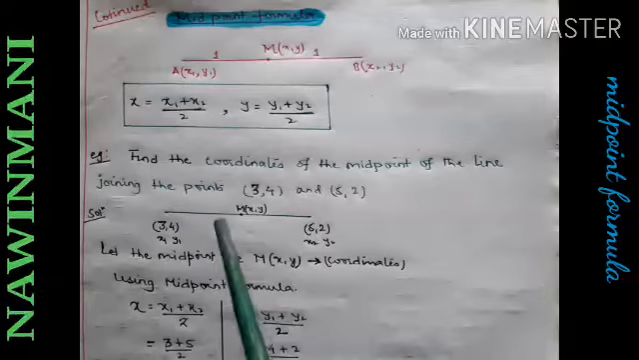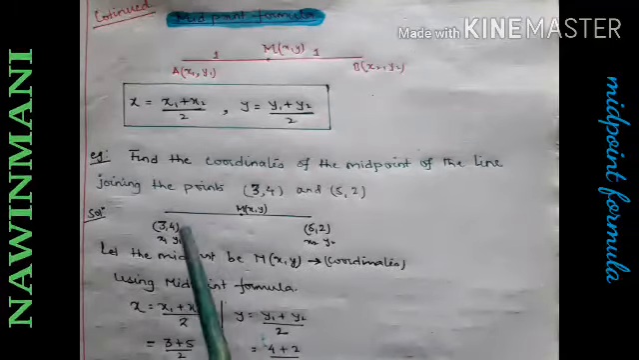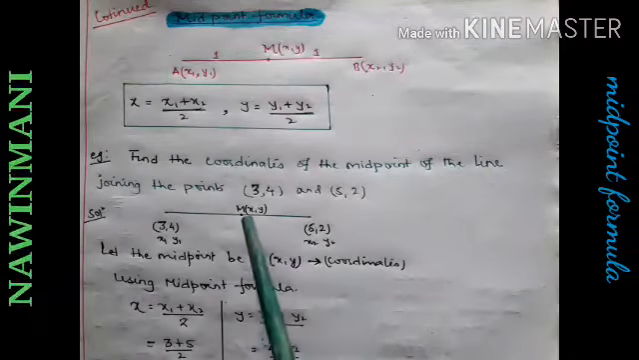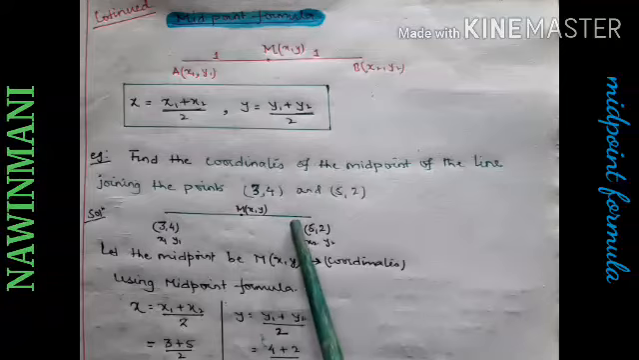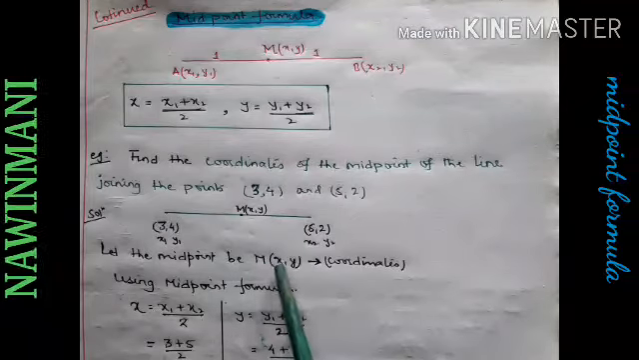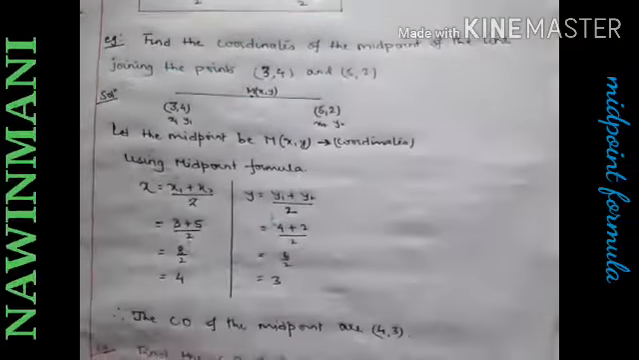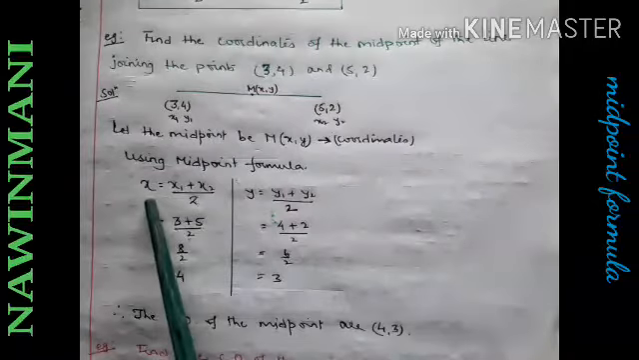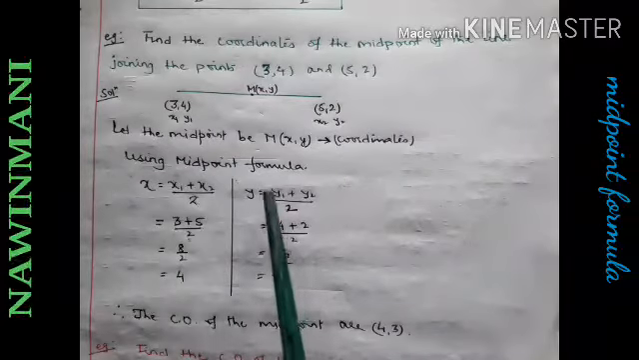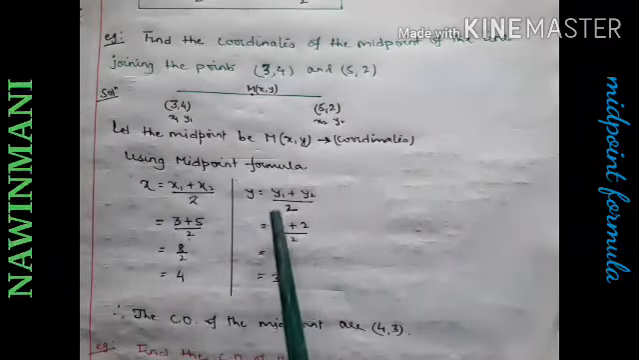Now see, for an example, there are 2 points 3, 4 and 5, 2, and you have to find the midpoint of this line joining the points. Then we will let the midpoint as xy. Then we will use the formula. It is very easy. X is equal to x1 plus x2 by 2, y is equal to y1 plus y2 by 2 formula we will use.